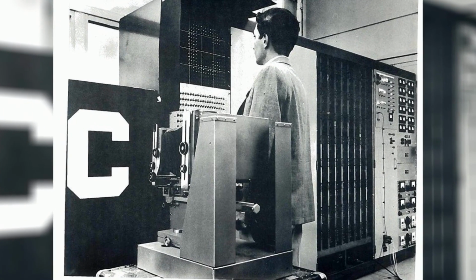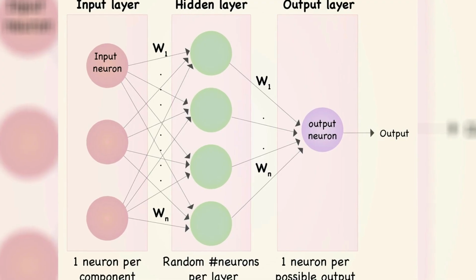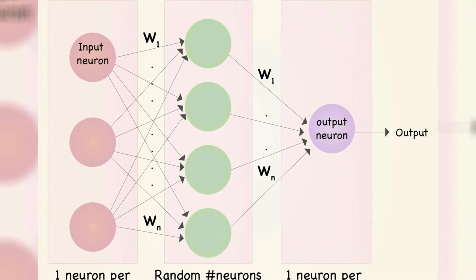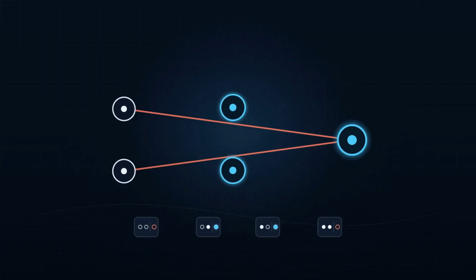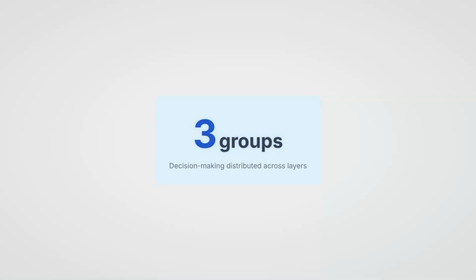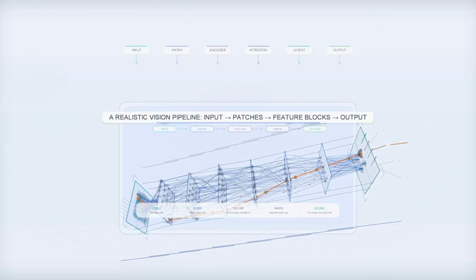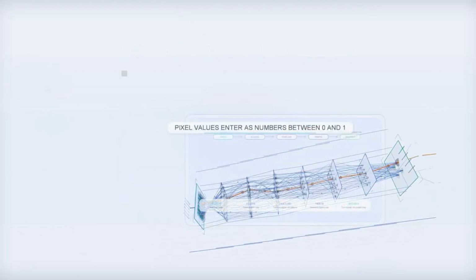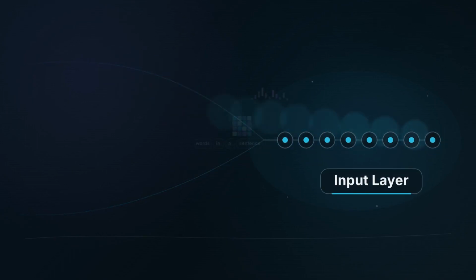A 13-year winter followed. What pulls the field out of that winter is the realization that Minsky and Papert's conjecture was wrong. You can solve the XOR problem, and vastly harder problems, by adding layers. Go back to the monkeys. Instead of one monkey making the banana decision, imagine three groups. The first group looks at the raw data, pixel values in an image, frequencies in a sound wave, words in a sentence. They are the input layer.